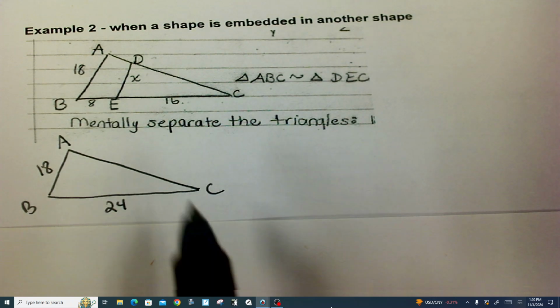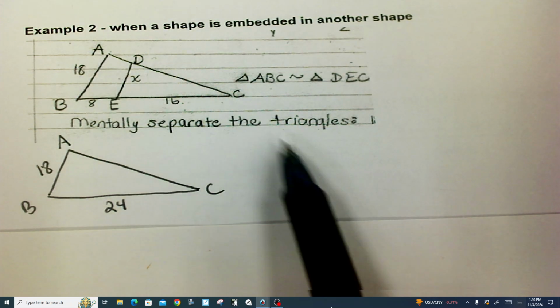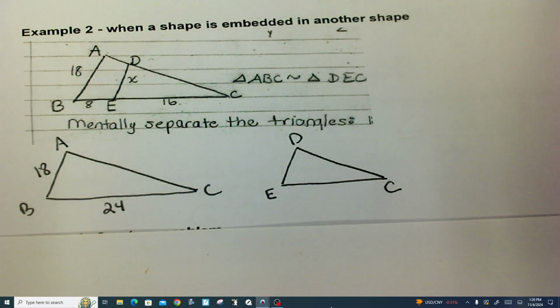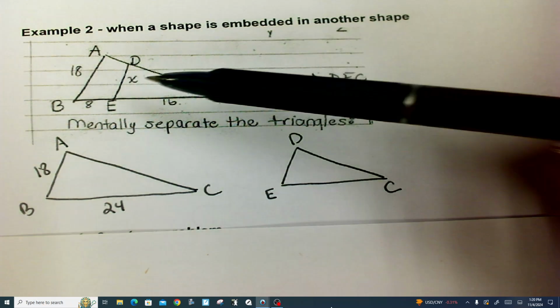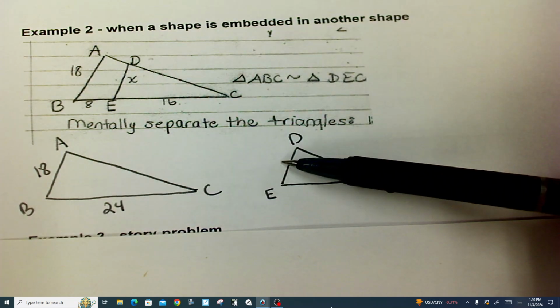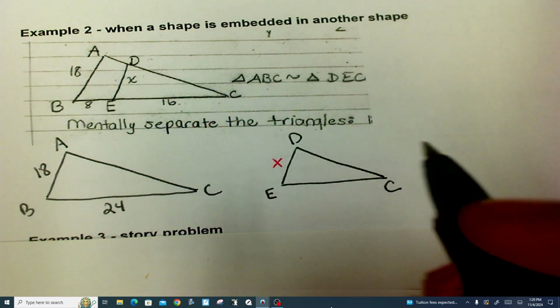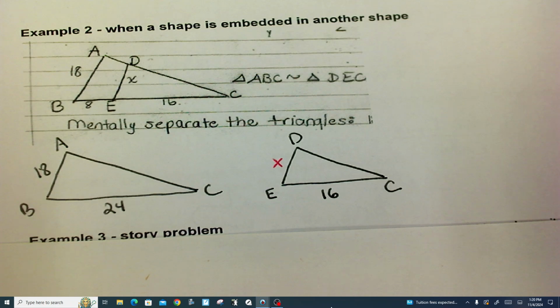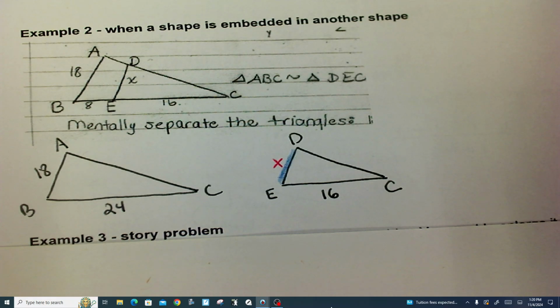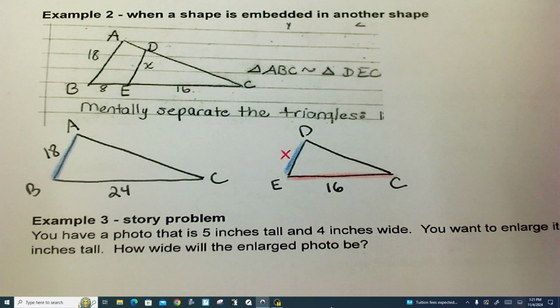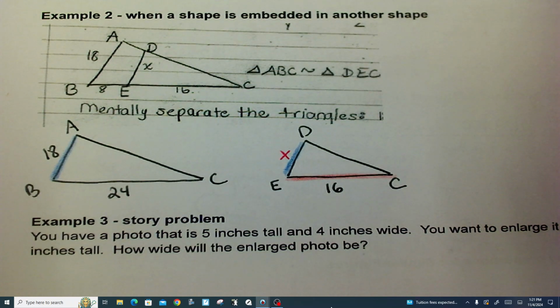Now let's draw a triangle DEC right here so we can have them side by side. Now that we've done that, let's go and put our measurements in here. The DE we don't know, so we're going to make that an X. And the EC will be 16. So let's go and make this the way it needs to be. DE would correspond with AB, and EC would correspond with BC.